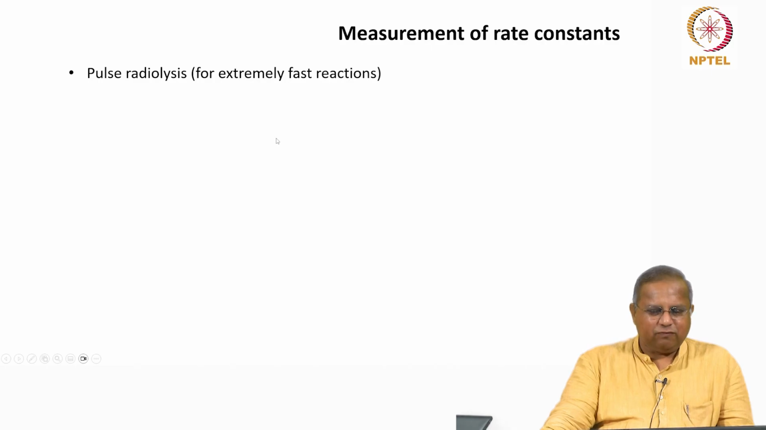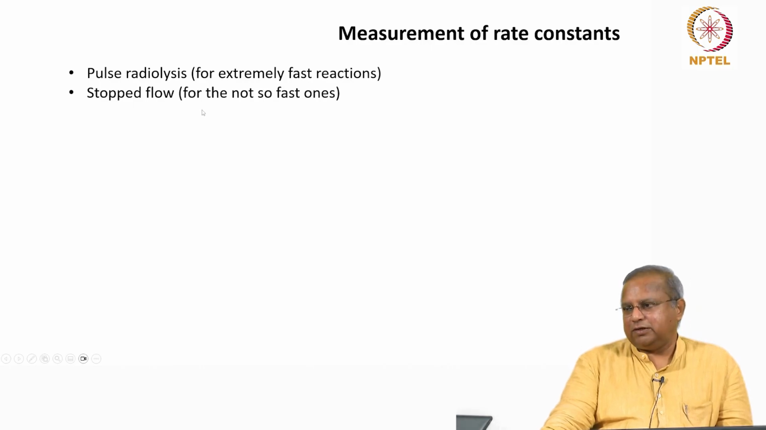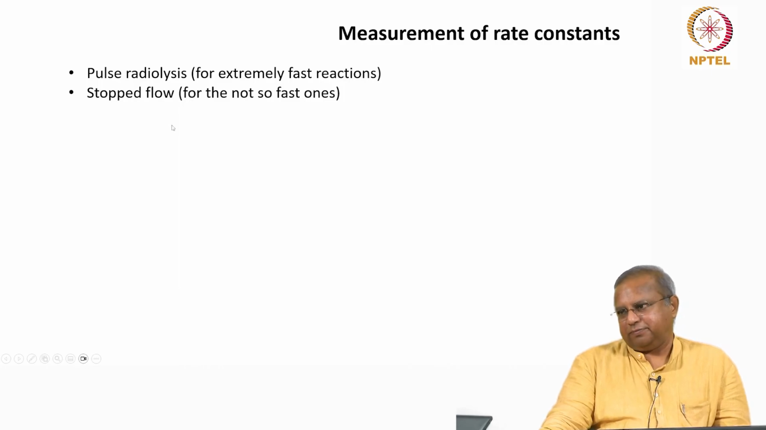If it is not so fast, 10 power 3, 10 power 6 and so on and so forth, something called a stopped flow method is used. We will look at pulse radiolysis in some detail and stopped flow in a small detail.